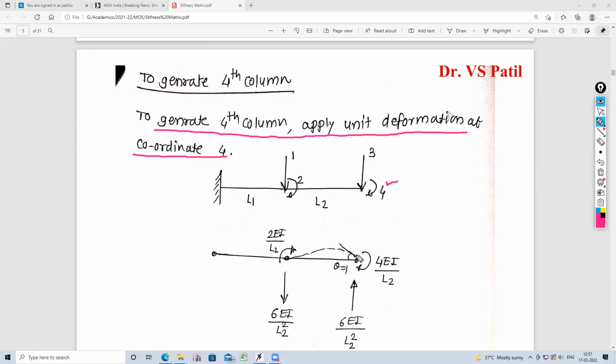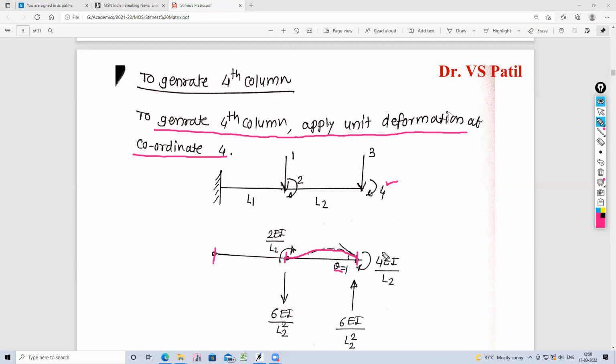First of all, provide the fixity here, here, and here. So therefore, only the second part will be deformed. And at this point, apply clockwise movement, and therefore the span will hog like this. And here, how much moment is to be applied so that this slope will be equal to unit?